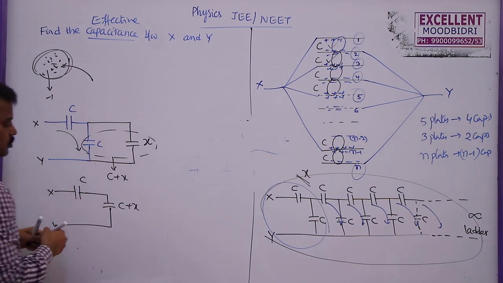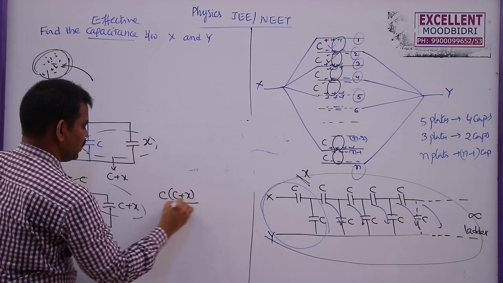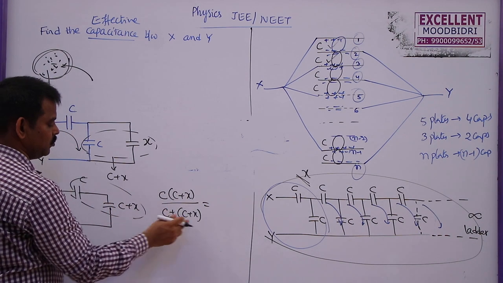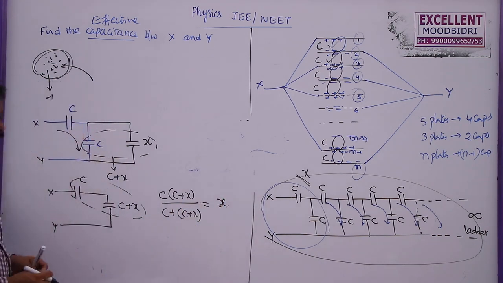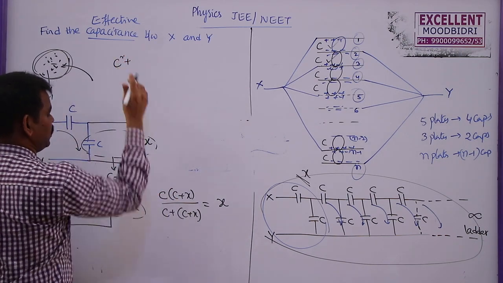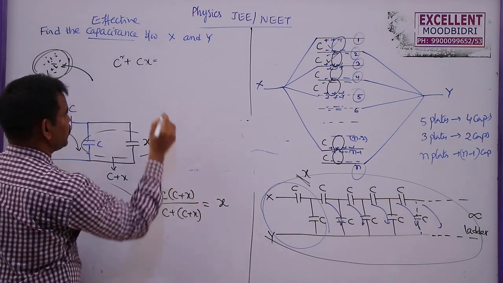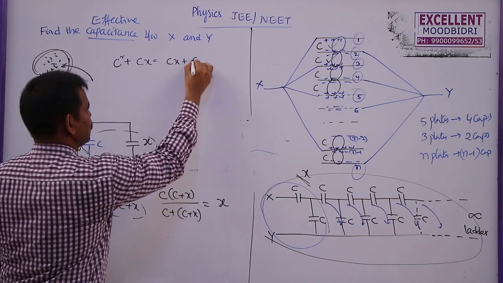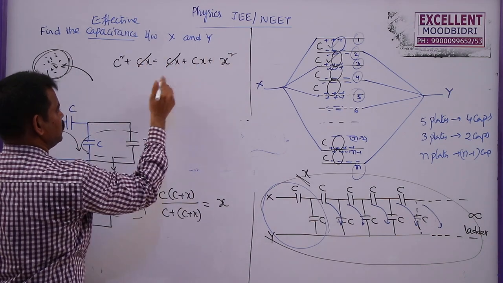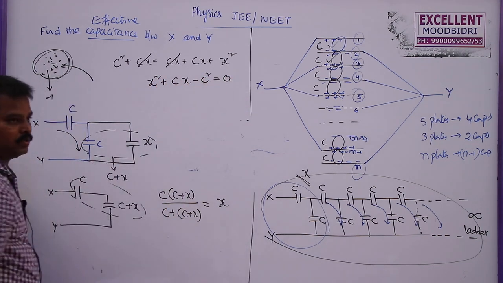Now these two are in series. So what is the effective capacitance of these two in series? C into C plus X by C plus X. So this is the effective capacitance, that is C1 C2 by C1 plus C2, which is also equal to X only because the magnitude remains as it is. Now cross multiply: you will get C into C, C square, plus C into X, this is Cx, which is equal to C into X, this is Cx, plus C into X, this is also Cx, plus X into X, this is X square. The Cx terms get cancelled. You can write this as X square plus Cx minus C square is equal to 0.